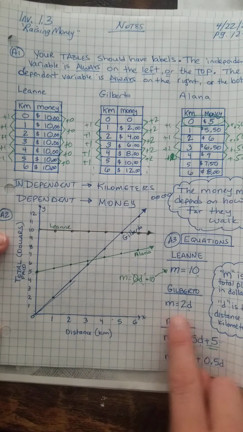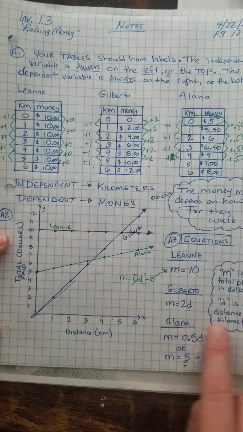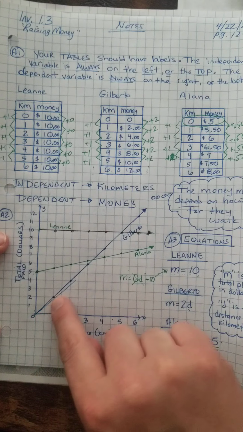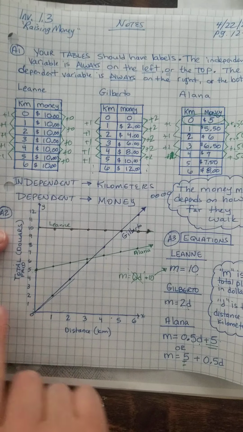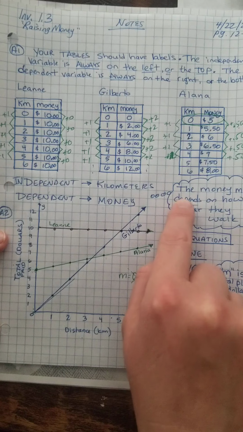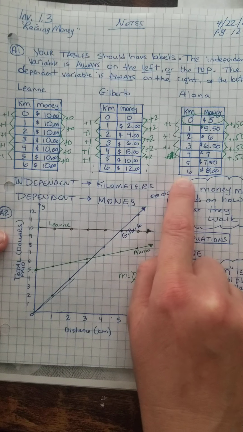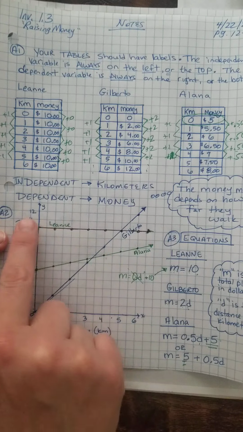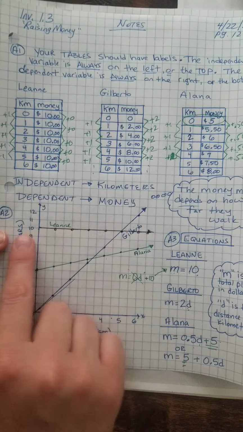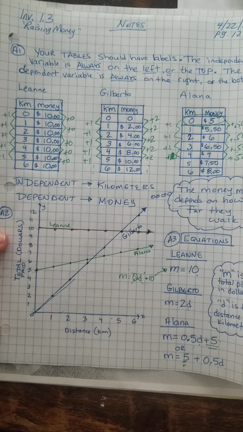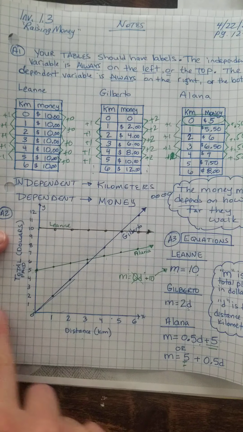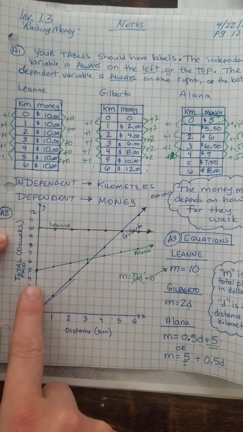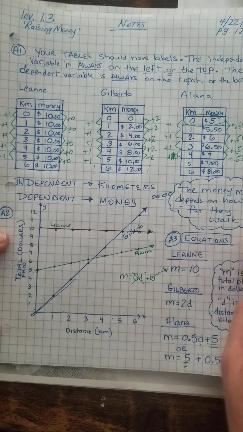If you had a graph, I don't have enough room to extend it, but let's say I take Gilberto and I just keep bringing the line up. I could go to 8 kilometers and then follow my finger up to where the line hits. Same with Alana and same with Leanne. Leanne is the easiest one here. It does not matter how many kilometers she walks. She's just always getting $10. So that does not matter. So you could extend the graphs.